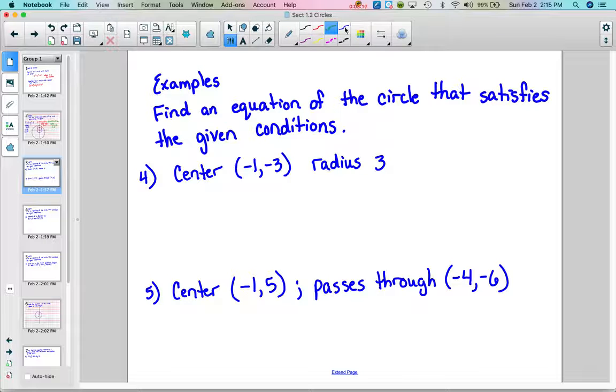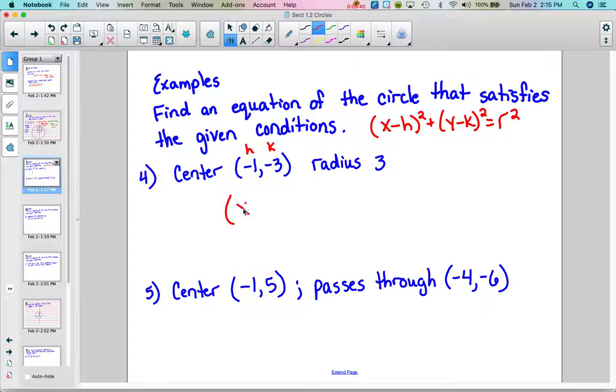All right, so on this one, find an equation of the circle that satisfies the given conditions. A center, so remember this is h, this is k, a radius of 3. So remember our formula, (x minus h) quantity squared plus (y minus k) quantity squared equals r squared. And yes, it does not get any easier than this. Three squared is 9. Don't forget to square that.